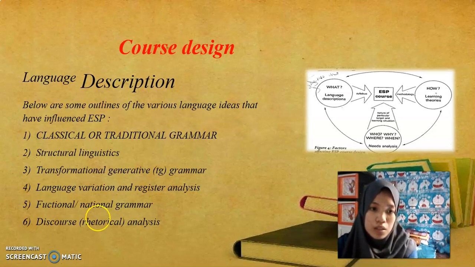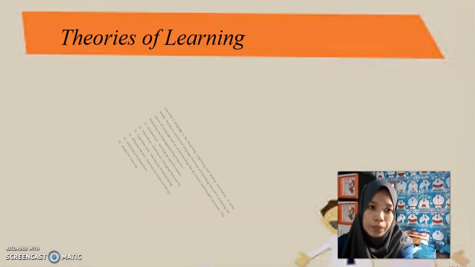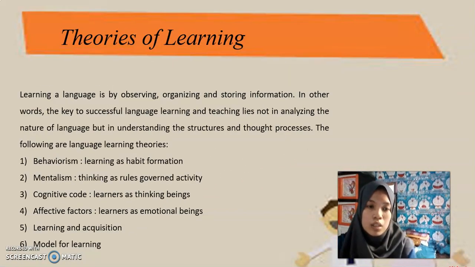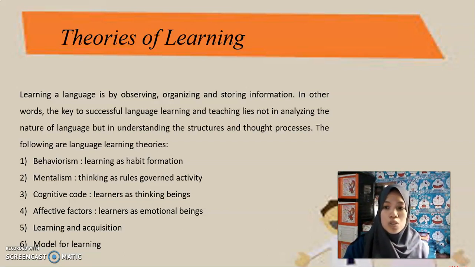The next material talk about theory of learning. There are some theories of the learning. First is behaviorism. It means focuses on learning as habit formation, and mentalism means learning is not forming habits but acquiring rules, a process by which individual experience are used by the mind to formulate hypotheses.